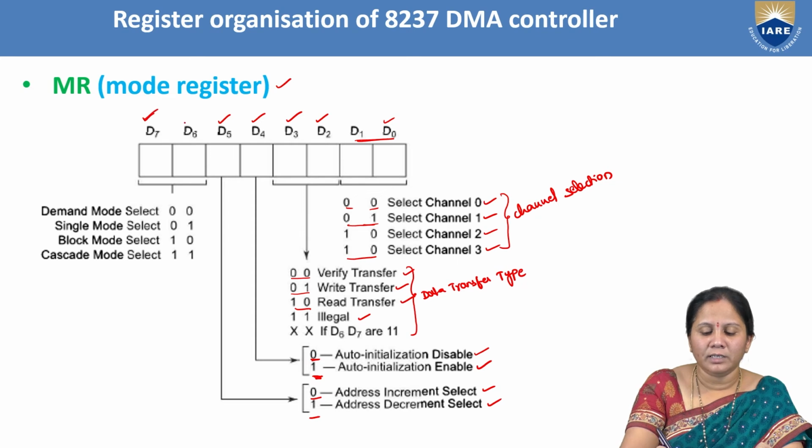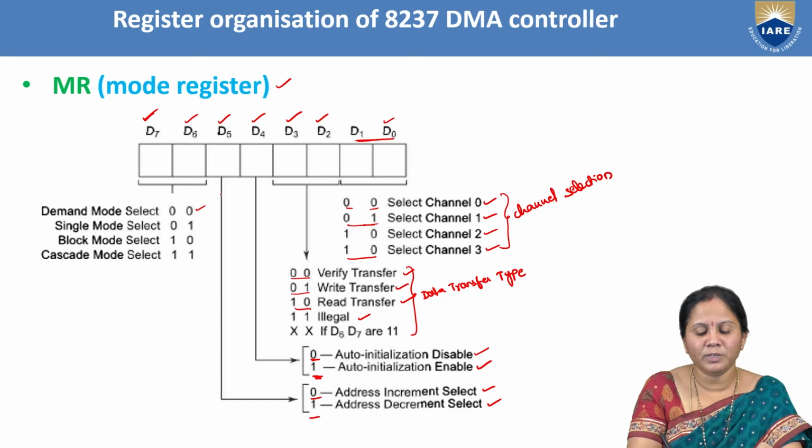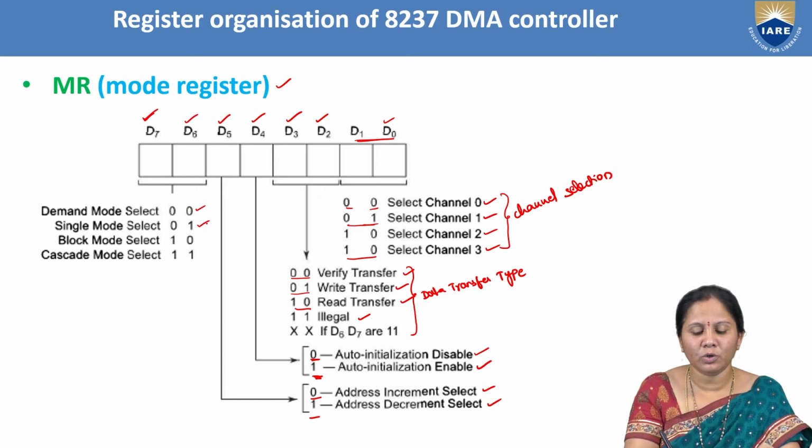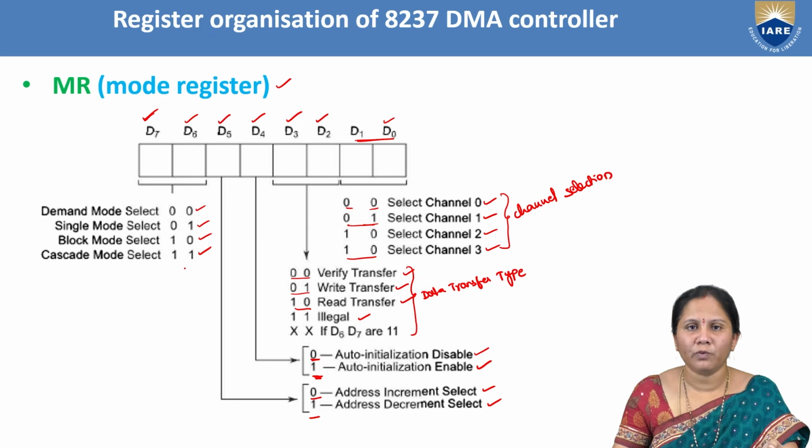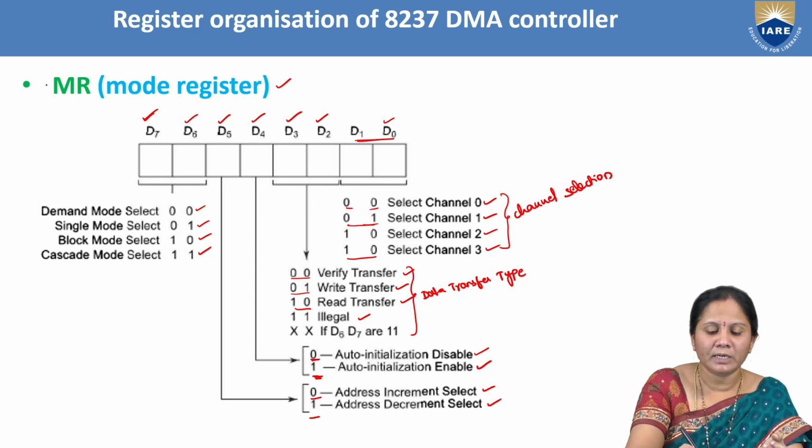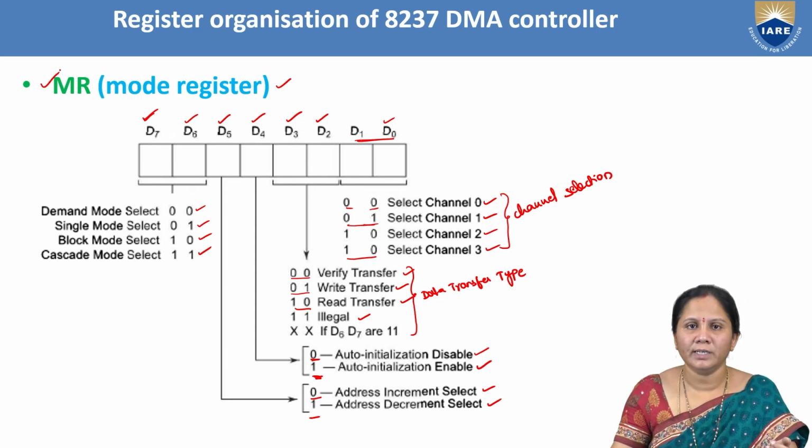And these D6 and D7 bits decide the mode. If these two bits are 0, 0, it is demand mode select. If it is 0, 1, single mode select. If it is 1, 0, block mode select. If it is 1, 1, cascade mode select. So all these are the different modes of operation of the 8237 DMA controller. In which mode it has to operate will be decided by this mode register. It is an 8-bit register.